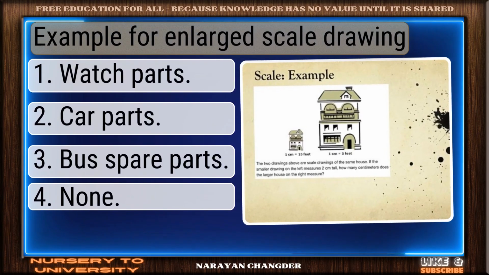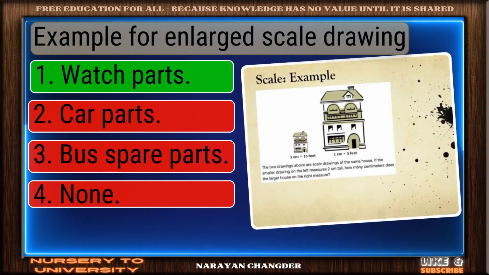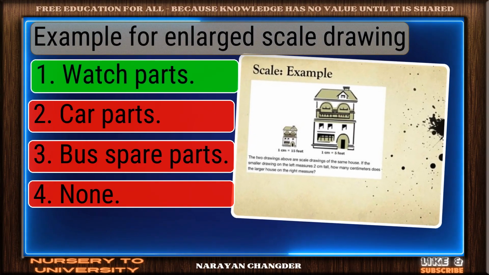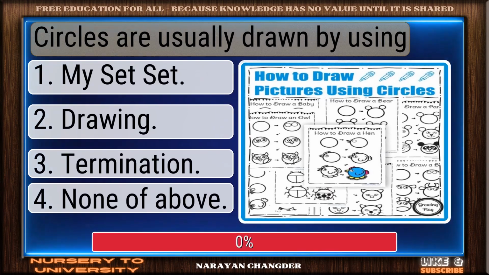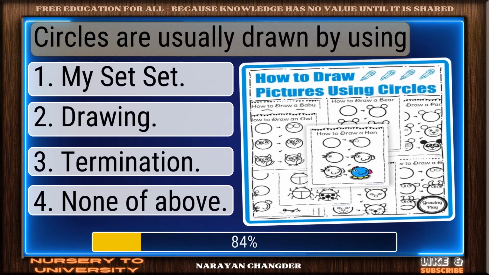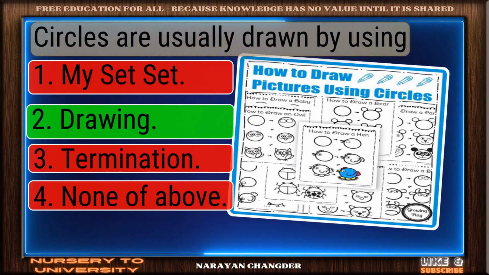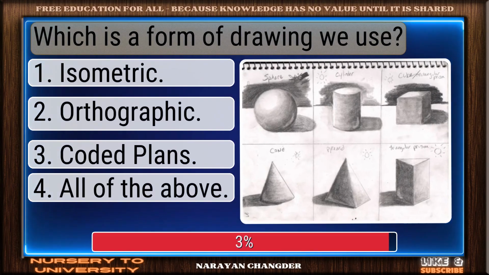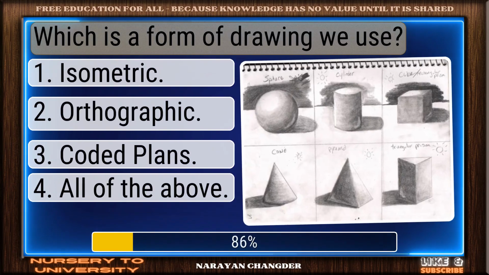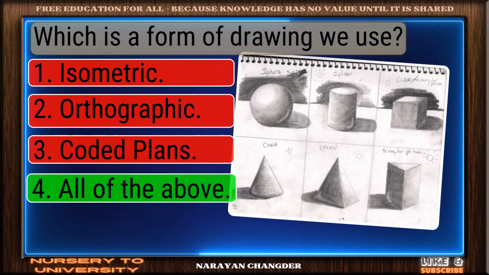Example for enlarged scale drawing. Correct. Watch parts is the right answer. Circles are usually drawn by using. Strong choice. Compass is the right answer. Which is a form of drawing we use? Well reasoned. All of the above is the correct choice.